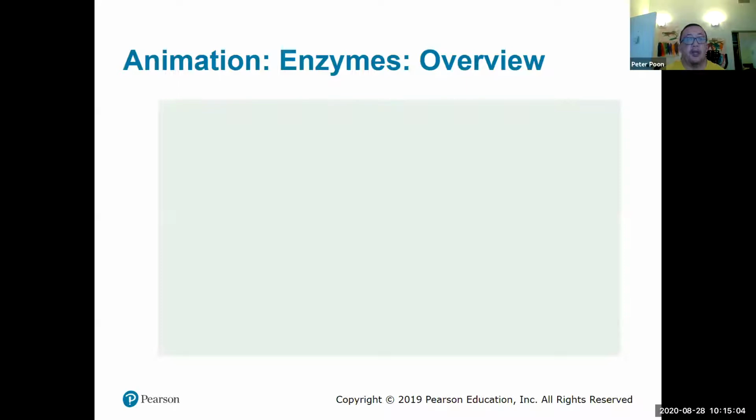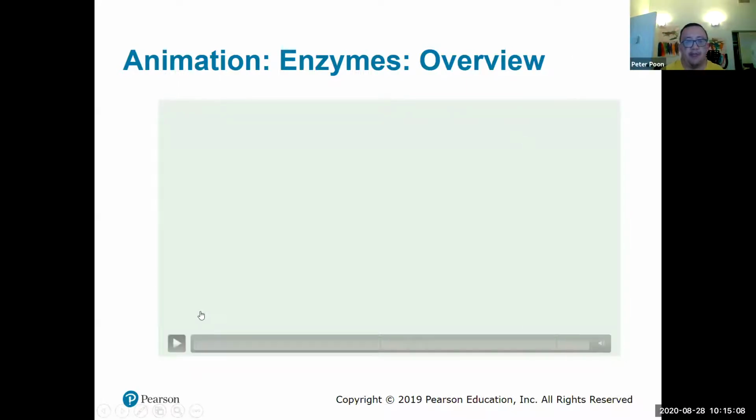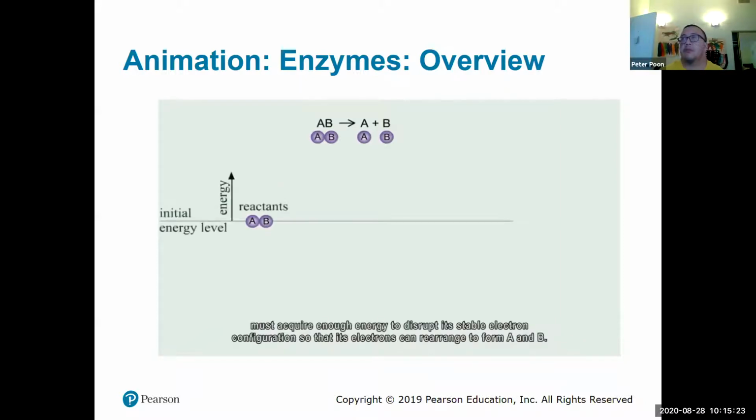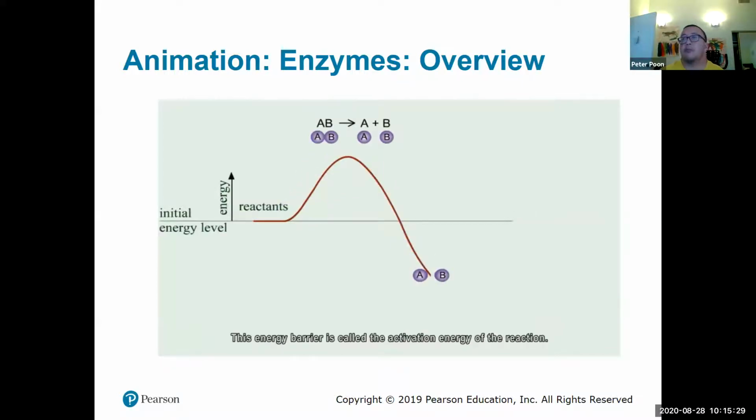All right. So enzymes. Let's see what enzymes actually are. Imagine a chemical reaction with the general form AB yields A plus B. In order for this reaction to occur, the reactant molecule, AB, must acquire enough energy to disrupt its stable electron configuration so that its electrons can rearrange to form A and B. This energy barrier is called the activation energy of the reaction.